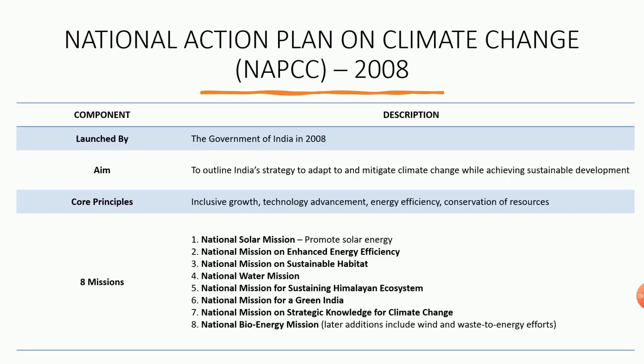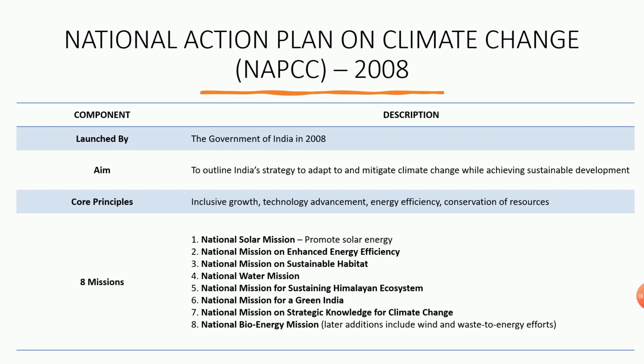What is the aim of this? It is to outline India's strategy to adapt to and mitigate climate change while achieving sustainable development. Core principles: inclusive growth, technological advancement, energy efficiency and conservation of resources. Under this there are totally 8 missions.